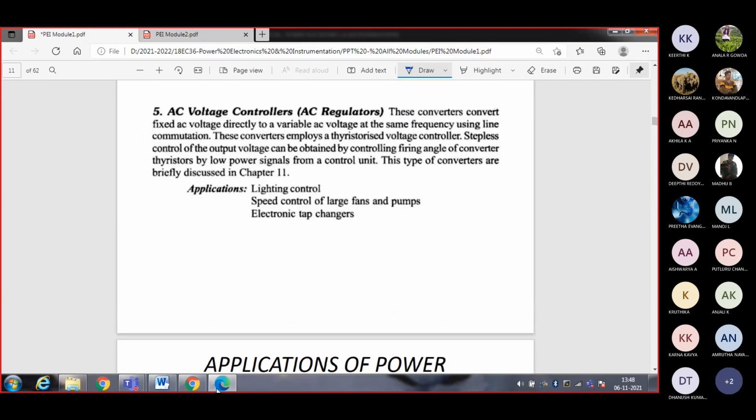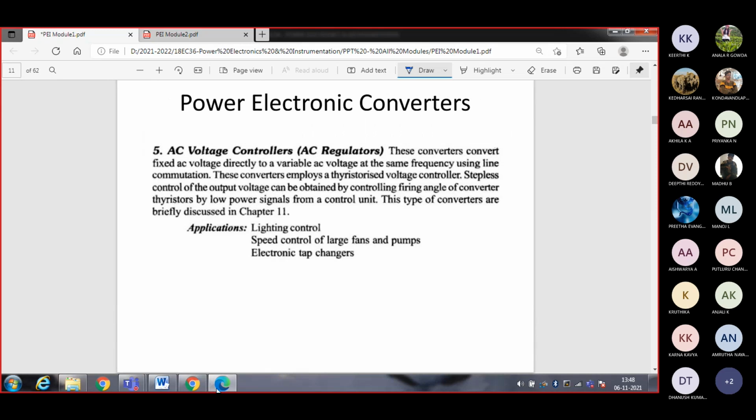Similarly, AC to AC voltage controllers or AC regulators, where you need to give a constant power supply with no fluctuation. At that time, we are going to use AC regulators, that is AC voltage controllers. Applications are lighting control, speed control of large fans and pumps, and electronic tap changers. Say I have a fan and I need to control its speed, so I'm going to use an AC regulator. These regulators will control the flow of current and ensure that the fan rotates at a constant speed.